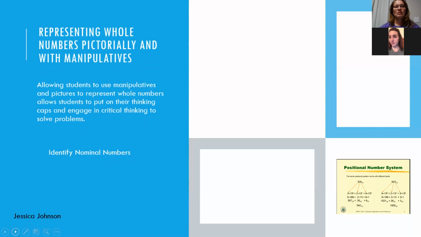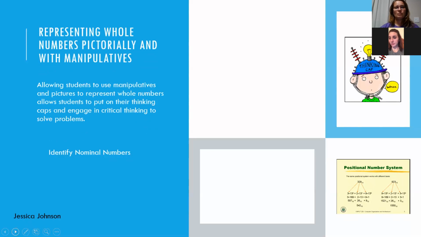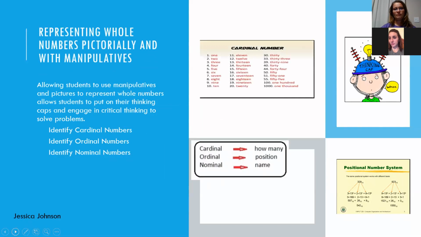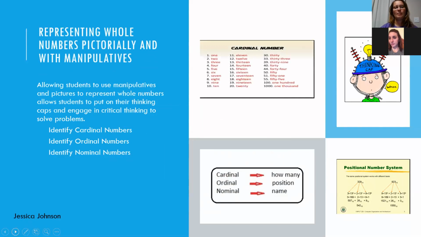Allowing students to use manipulatives and pictures to represent whole numbers allows students to put on their thinking caps and engage in critical thinking to solve problems. They will be able to better identify cardinal numbers, which tells you how many. They'll be able to identify ordinal numbers, which tells you the position. They'll be able to better identify nominal numbers, which tells you the name.